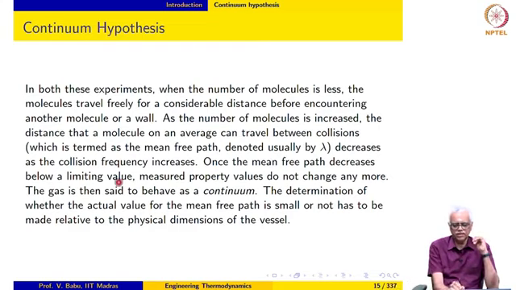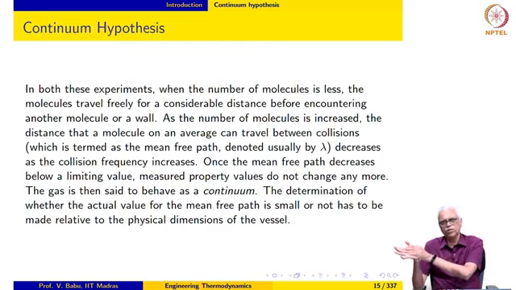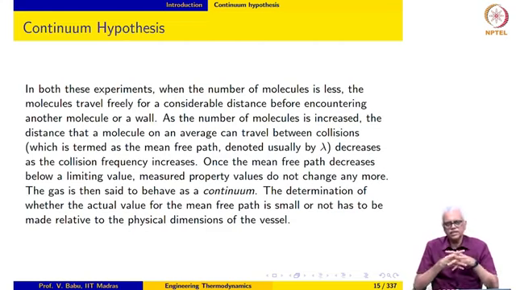Okay, so once the mean free path falls below a limiting value, which is what happens when we increase the number of molecules beyond a certain value, as we said earlier, we saw that the fluctuations died down altogether. What we can say now is that as we increase the number of molecules, the mean free path decreases, and once it decreases below a certain value, the property values do not exhibit any fluctuations, and they have a constant value not only at one location but at any location in the vessel. Okay. So, the gas is then said to behave as a continuum.